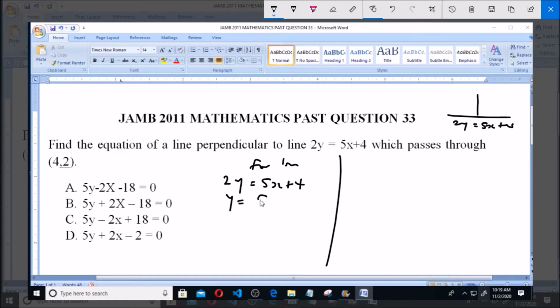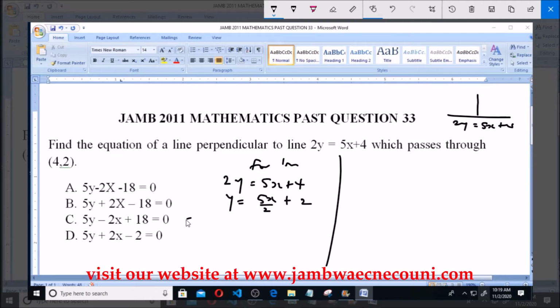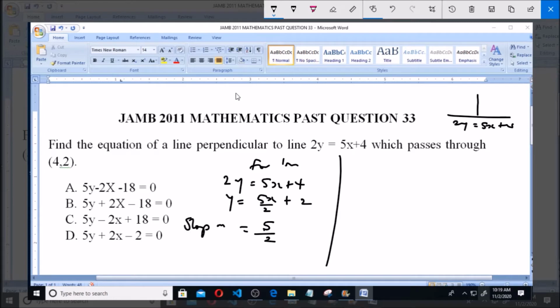y is equals to 5x over 2 plus 2, that is dividing both sides by 2. Now this is the equation of the line. So the slope for this line, which is line 2y is equals 5x plus 4, so slope, which is m, is equals to 5 over 2. Now this can be gotten if you remember the equation of a line, which says y is equals to mx plus c. So this m here stands for the slope, which is 5 over 2. The slope m, 5 over 2.